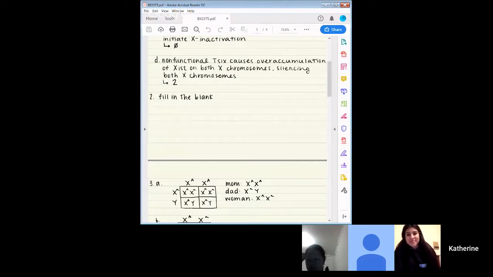Okay. And then for 2, it's just fill in the blanks. So I guess we can just go through. For A, I got the SRY gene as an example of a holandric gene.